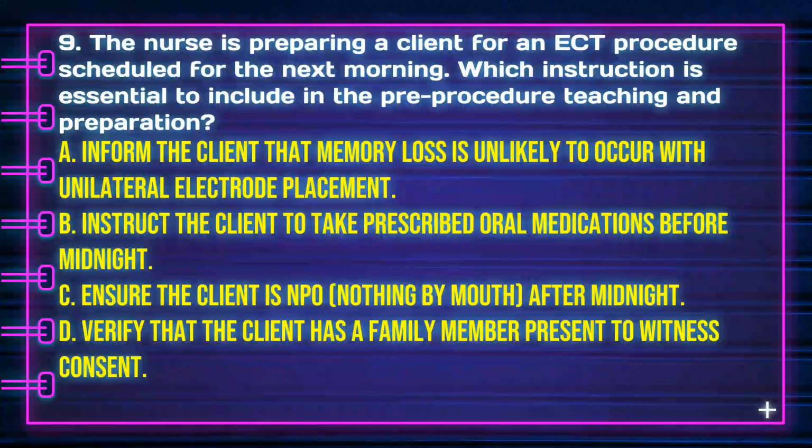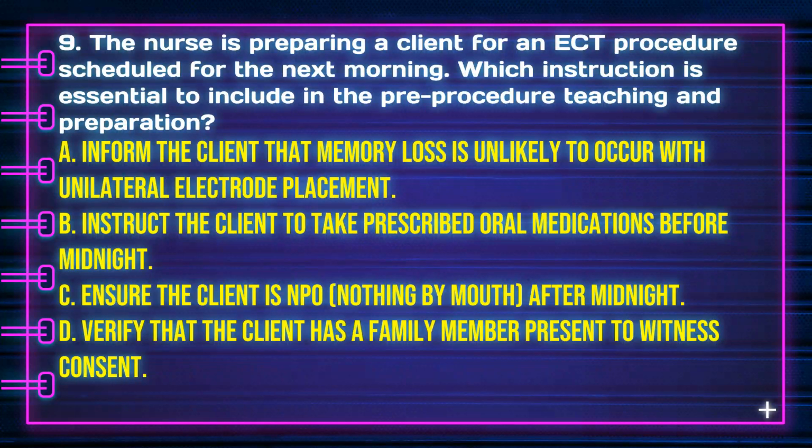9. The nurse is preparing a client for an ECT procedure scheduled for the next morning. Which instruction is essential to include in the pre-procedure teaching and preparation? Inform the client that memory loss is unlikely to occur with unilateral electrode placement. Instruct the client to take prescribed oral medications before midnight, or ensure the client is NPO after midnight, or verify that the client has a family member present to witness consent.